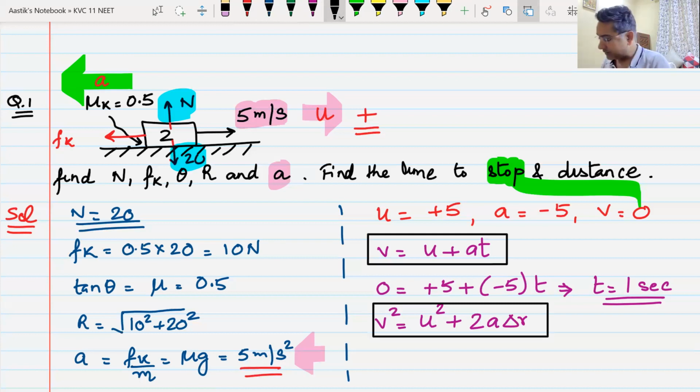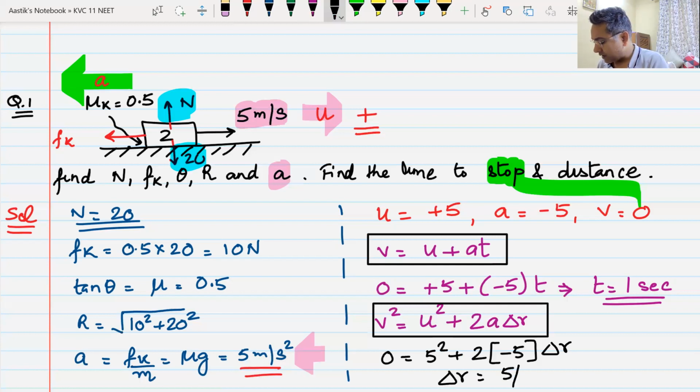Your final velocity is 0. Your initial velocity is 5, so 5 square plus 2 times your acceleration, minus 5, multiplied by displacement. From here, you will get the value of displacement, and your displacement would be equal to 5 by 2. That means it will go forward and then stop.